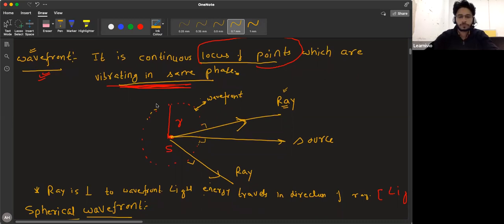Sir, but in the case of light, we cannot experience the waveform. They are not visually visible.